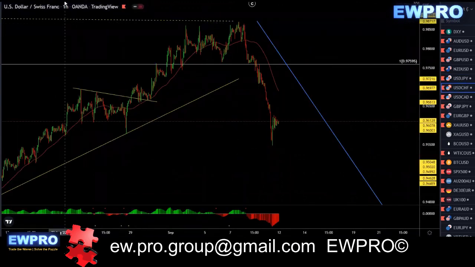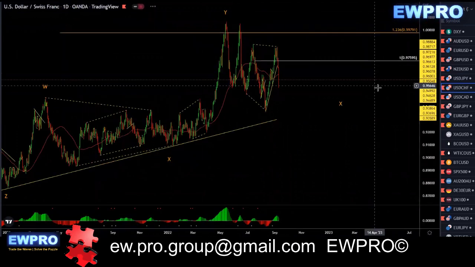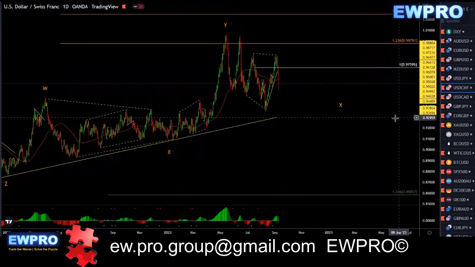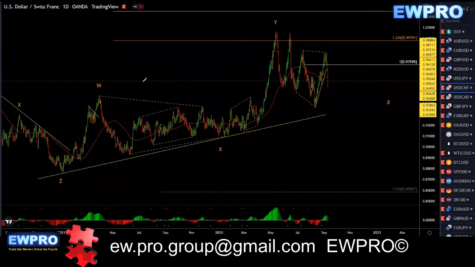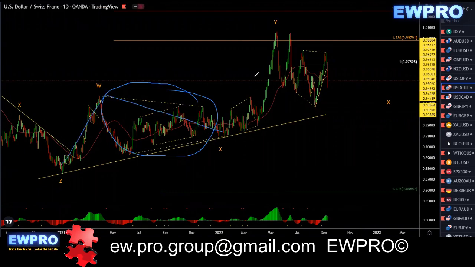The Swissy on the daily. So this is pretty much going to plan. You know, we're looking for this larger correction, similar size to that. So we got that WXY. We're looking for that X2 and then a Z up.